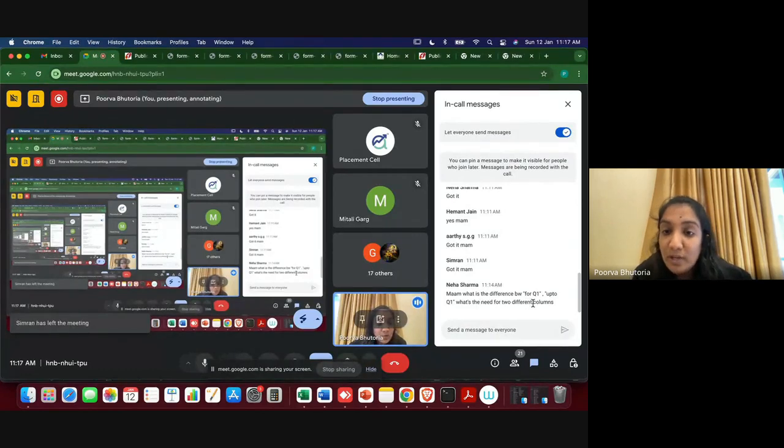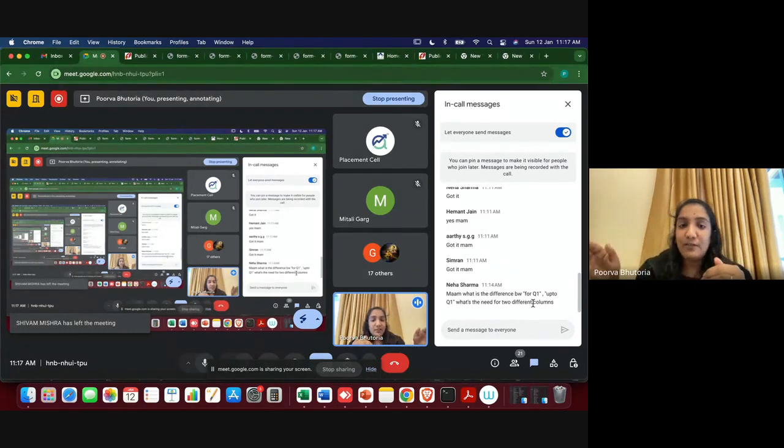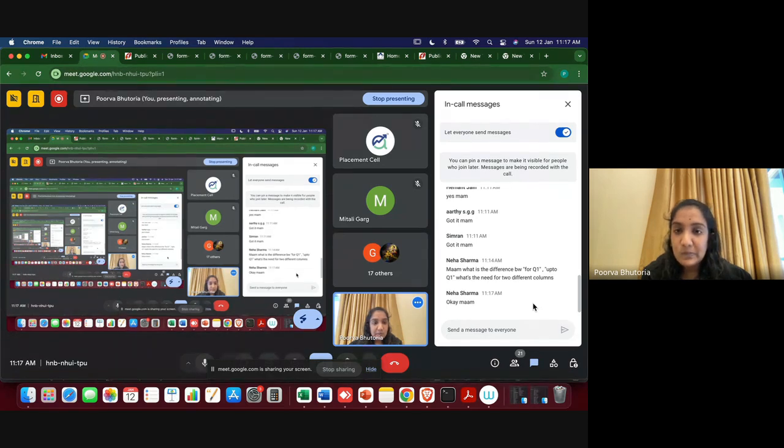For Q1 and up to Q1, the figures will be the same, because for the financial year up to Q1, there's only Q1 experience. You'll see the difference when you get into Q2. Q2 would mean only the months July, August, September, and up to Q2 would mean April, May, June, July, August, September. Anything else? Any doubts so far?